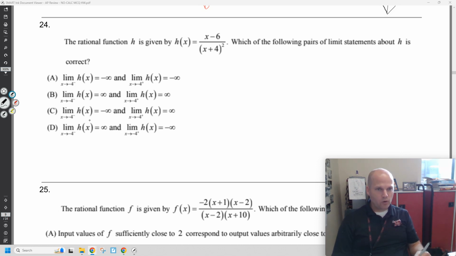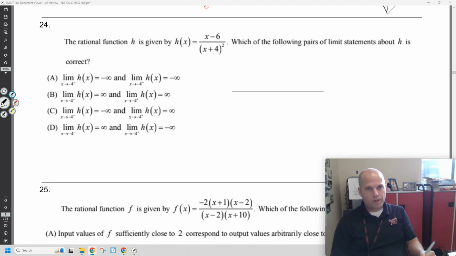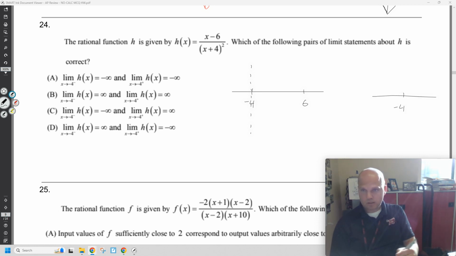Okay, same deal. We're focusing our attention at -4. So we understand that at -4, we do have a vertical asymptote because we'll have a 0 in the bottom. You can see at 6 we have a 0. You can do a full sign analysis or just a smaller sign analysis. I think the full sign analysis is probably easier here. If I plug in something like 7, we get a positive.